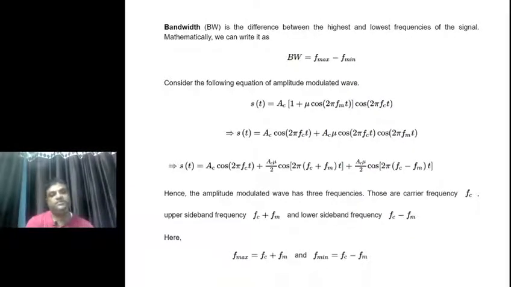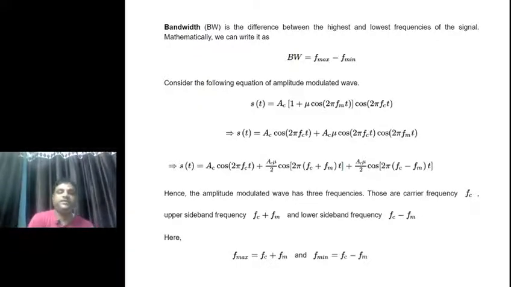Again there are the same points here. They explain what the bandwidth is, F max upon F min. Then we write what the modulating signal is. It is AC plus mu cos this. Here the terminology we use is mu in place of beta, but the meanings are the same.